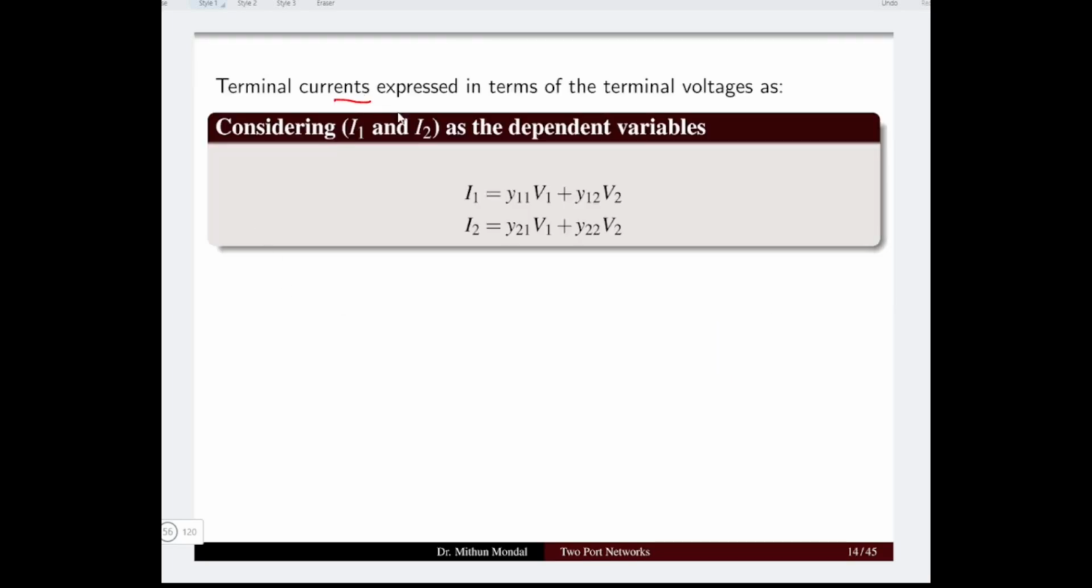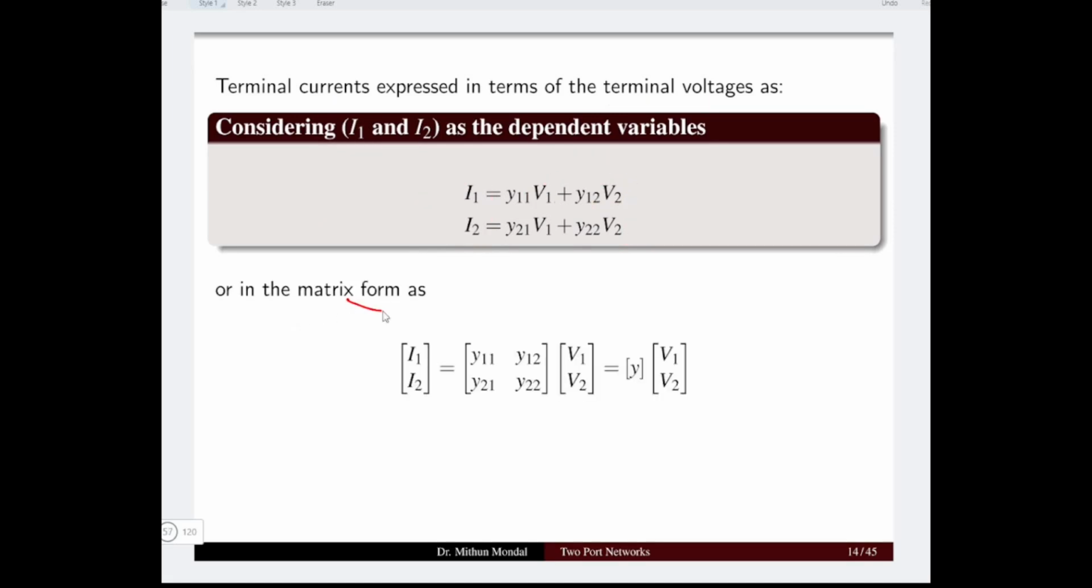The terminal currents are expressed in terms of the terminal voltages. Considering that the currents I1 and I2 are the dependent variables, we can write the expressions for the terminal currents I1 and I2 in terms of the terminal voltages V1 and V2 using the admittance parameters. This is in accordance with current equals admittance times voltage. So the currents at the terminals are represented by I1 and I2, and the voltages are represented by V1 and V2 at the terminals.